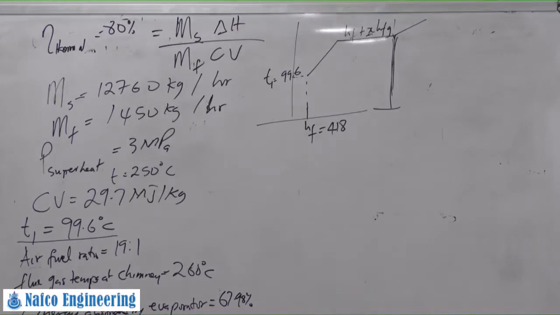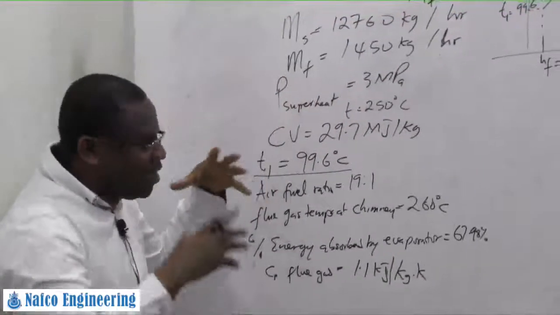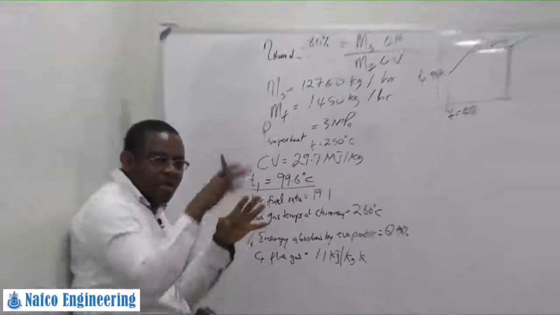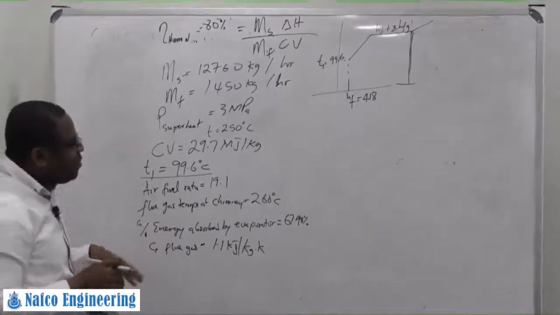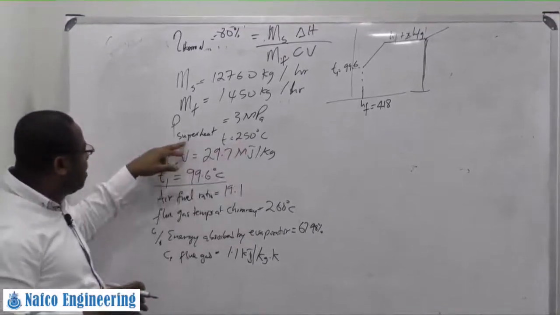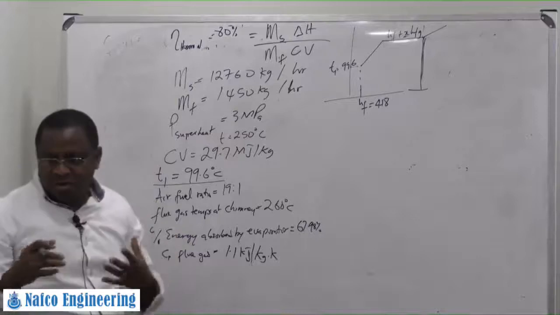Superheat. Do you have the superheat? No. What you do first, before you even superheat, is look for the steam at a pressure of 3,000 kPa, or normal steam. We're assuming that you didn't know it's superheated. You want to check whether it's true. They stated it, but they're not supposed to state it. Just with these two, we're supposed to know whether it's superheated or not.